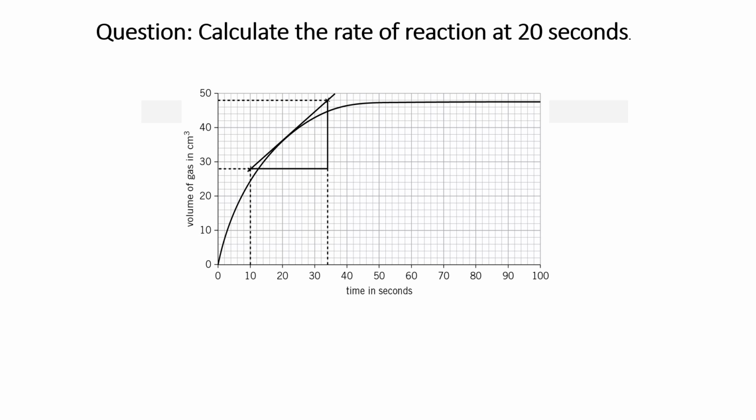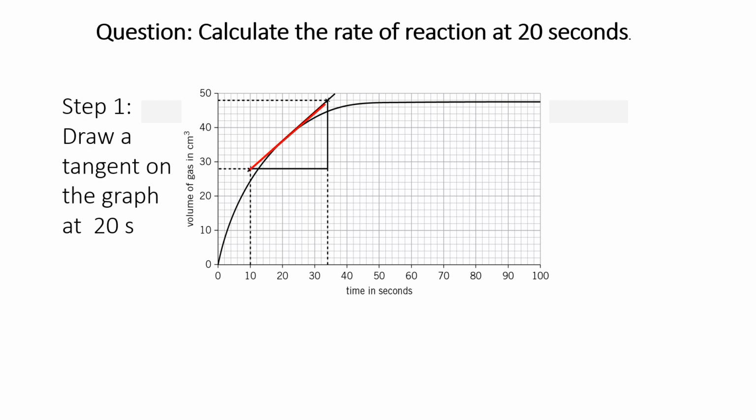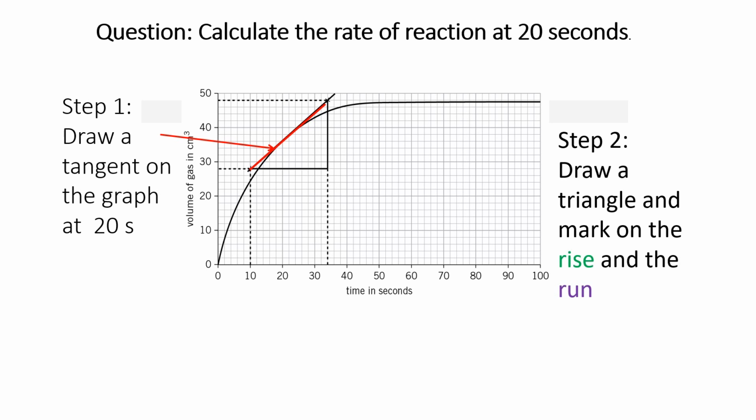So the first thing we do is we draw on a tangent of the graph up from 20 seconds. And then we make this into a triangle. And we need to work out the rise of the triangle, so how much it's gone up. It's gone up from 28 centimeters cubed up to 48 centimeters cubed, so that's the difference of 20. And then we need to calculate the run, which is how much it's gone along, and it's gone from 10 to 34, so that's a difference of 24 seconds.